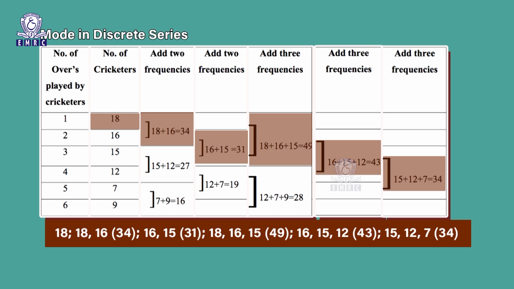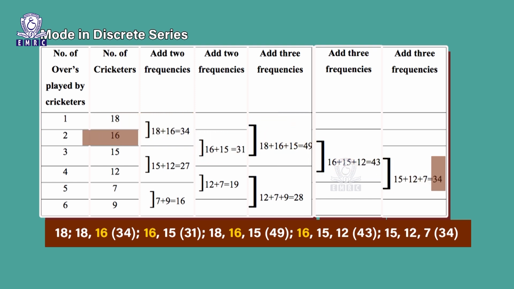So now we have got the number of frequencies. From the above numbers, it is observed that 16 is being repeated more times, that is, 4 times. The mode value falls in the 16th item. The modal value of the series is 2 overs.